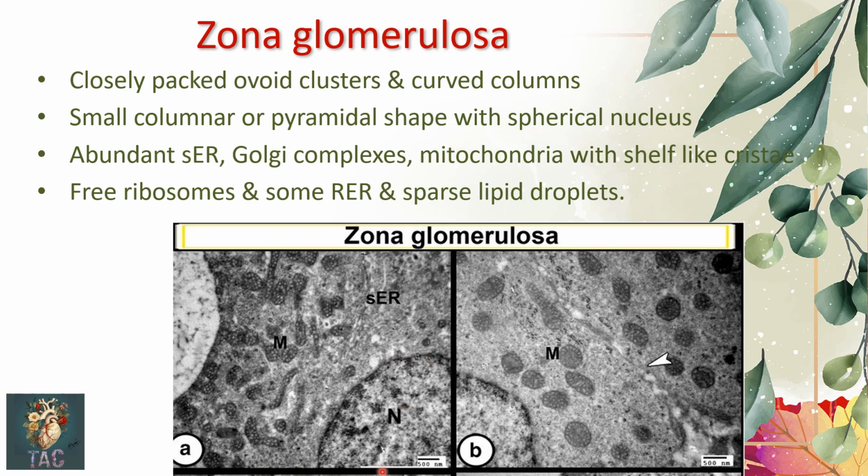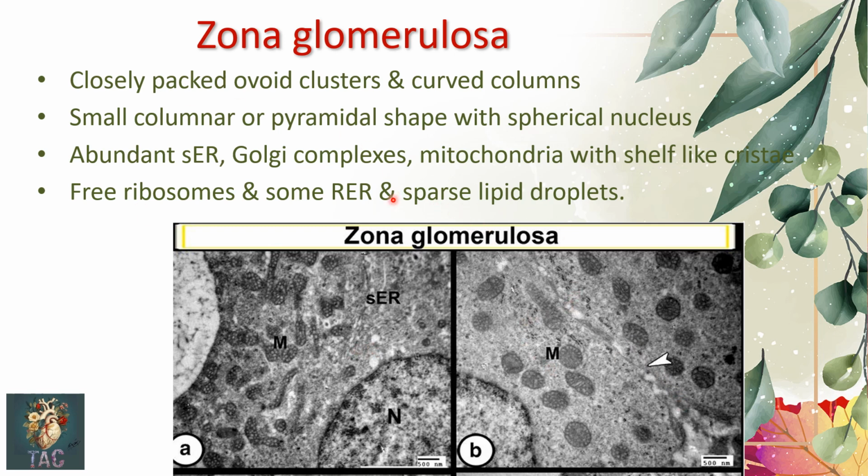This is the transmission electron micrograph of the cells of the zona glomerulosa. Here you can see the nucleus with peripheral heterochromatin, abundant smooth endoplasmic reticulum, and also mitochondria with shelf-like cristae, and these are large mitochondria. In addition to smooth endoplasmic reticulum, a well-developed Golgi apparatus is also present, and these two features show that this is a steroid secreting cell. Here you can see mitochondria as well. Free ribosomes can also be seen, and sparse lipid droplets may be present in it.